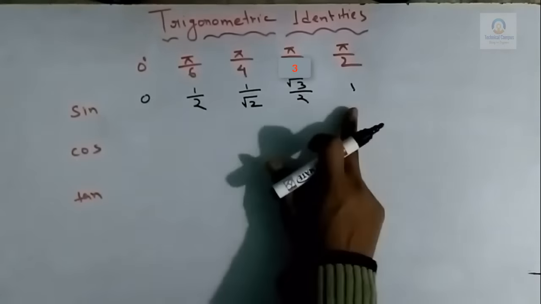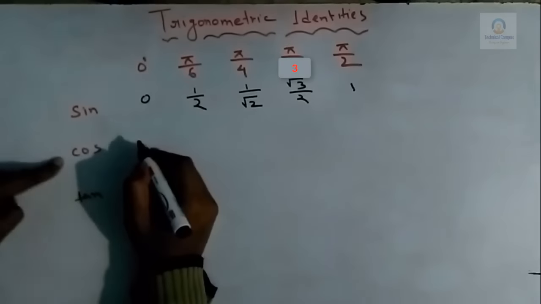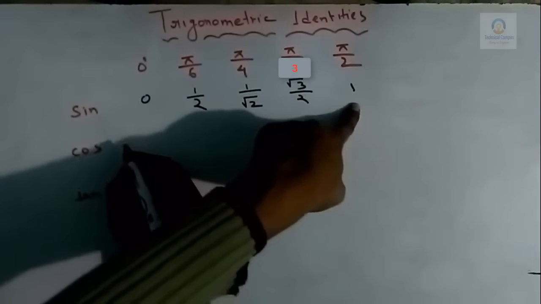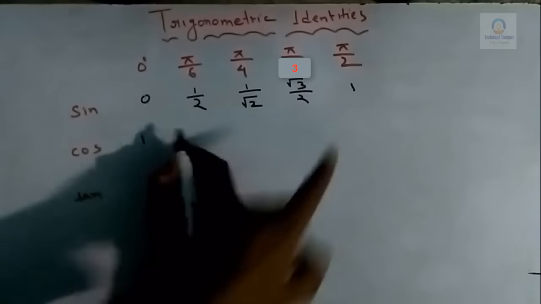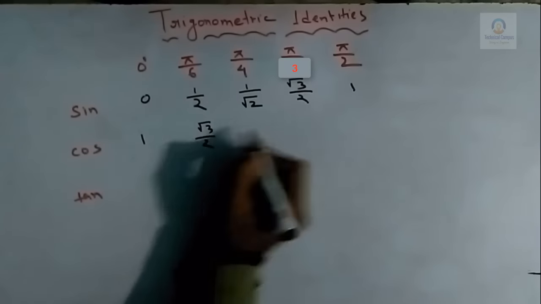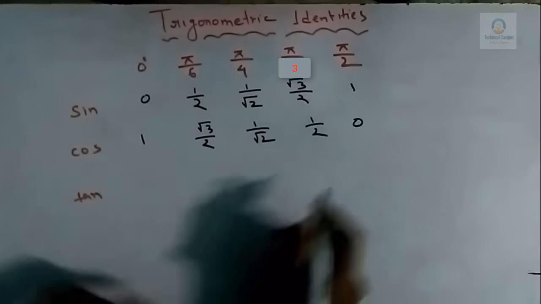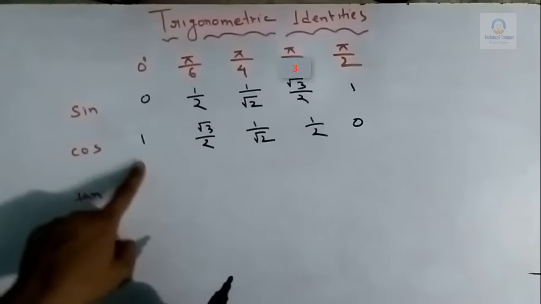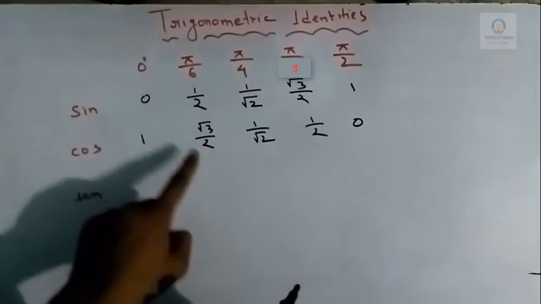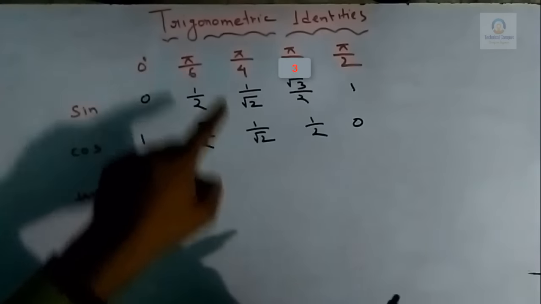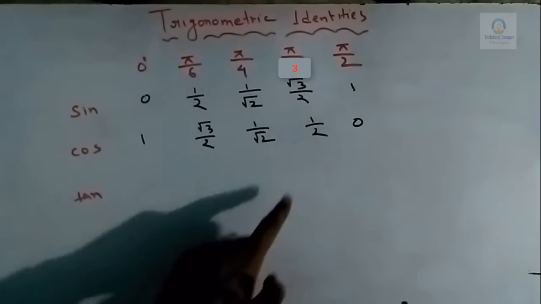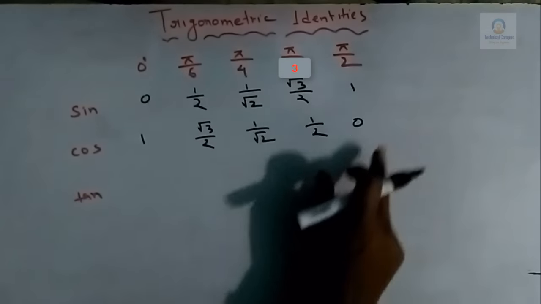If you reverse this arrangement, you will get the values of cos. So if you reverse this arrangement, 1 will be this side, then root 3 by 2, then 1 by root 2, then half, and then 0. So the value of cos 0 degree is 1, cos 30 is root 3 by 2, cos 45 is 1 by root 2, cos 60 is 1 by 2, and cos 90 is 0.